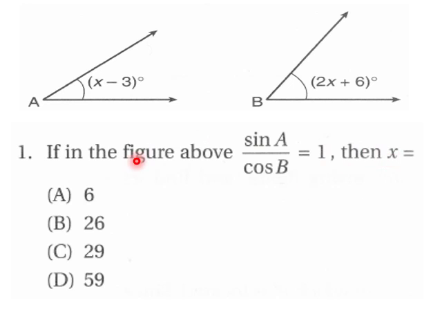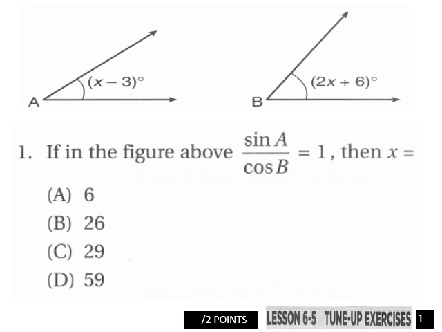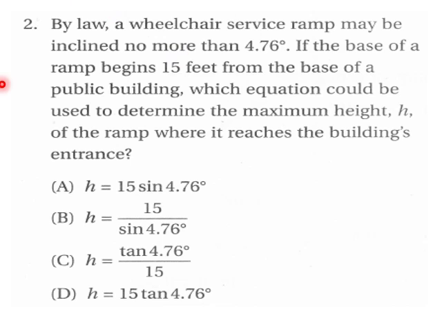Number one: if in the figure above sine A over cosine B equals 10, then x would equal what? So you have these two figures here, and they have to fit in both of those. 2 points there.